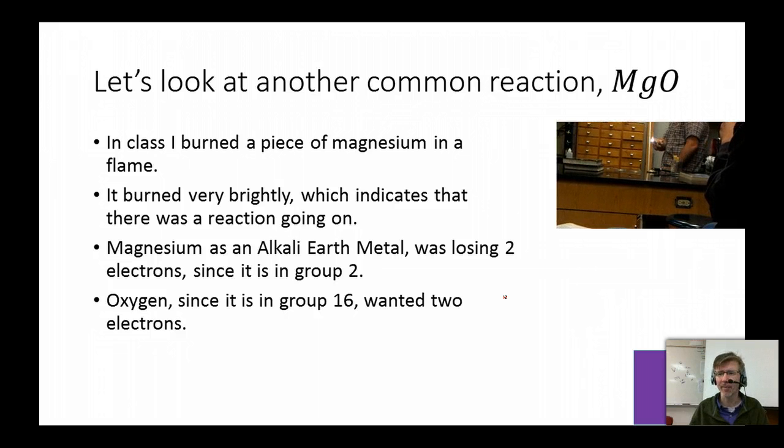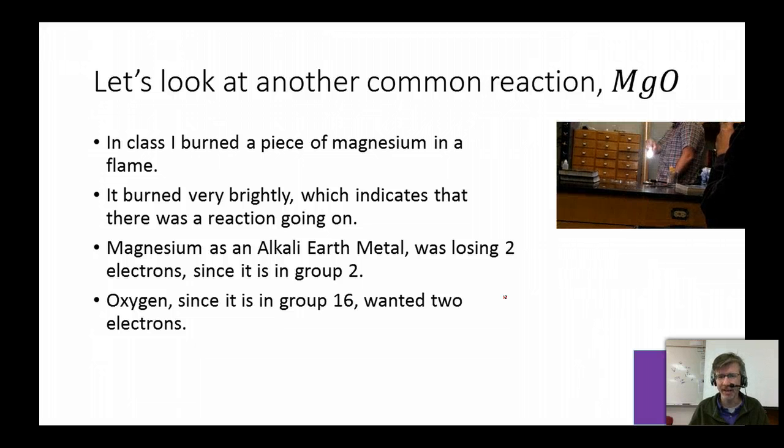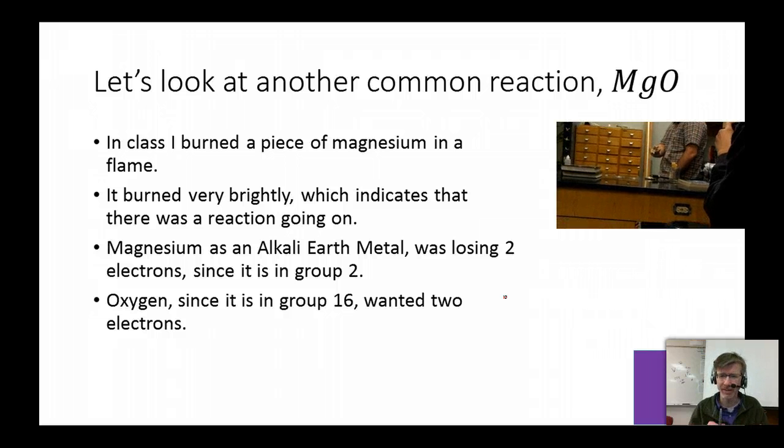In class, I burned a piece of magnesium like this guy's doing. Looked pretty bright, just like that. And we know there was a reaction going on because there was heat, there was light, there was color.